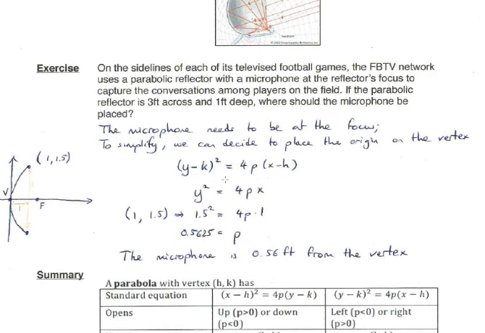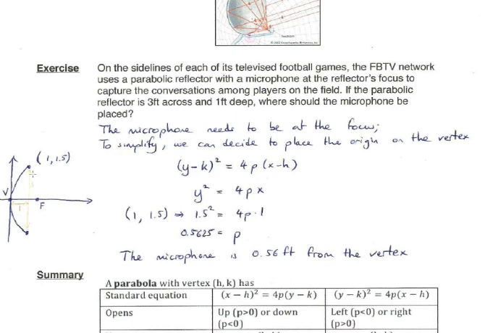Y minus k squared equals 4p x minus h. I found this because it opens right. That's the way I drew my little figure. So I know the equation looks like that. The vertex is at 0, 0, which means h equals 0, k equals 0. The equation becomes y squared equals 4px.